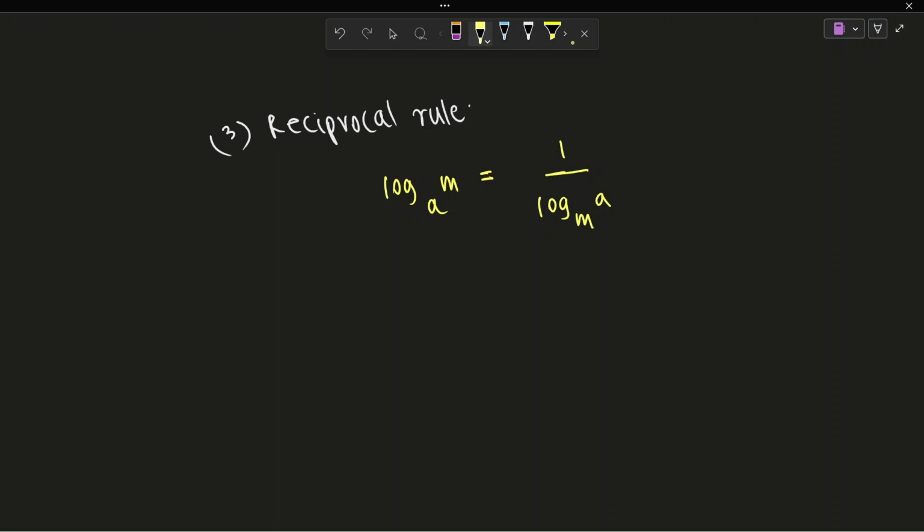So for example, say you have log 10 to the base 2, and imagine for a question you have to use this reciprocal rule. So what are you going to do? Well, you'll have to make it a fraction, so 1 over log 2 to the base 10. You swap the base and the number and put it as a reciprocal. That's it. Simple enough.